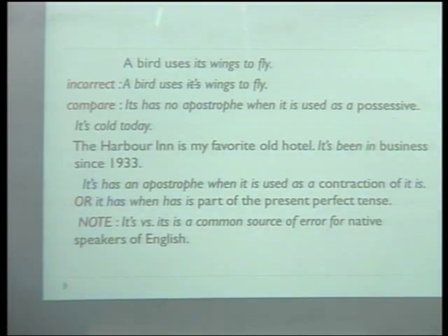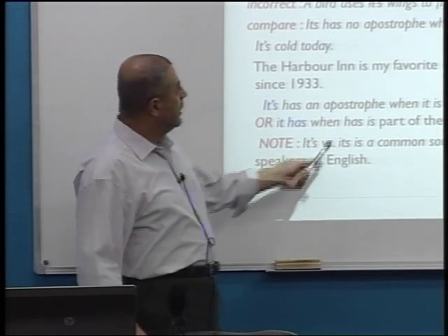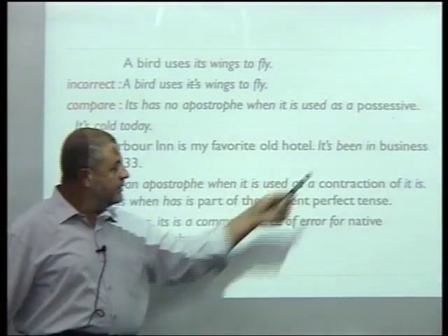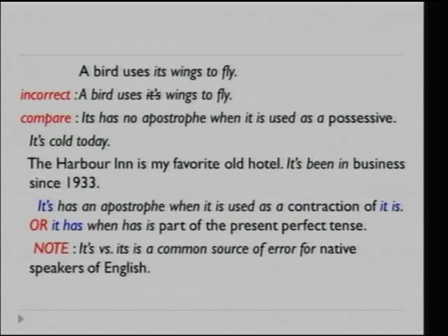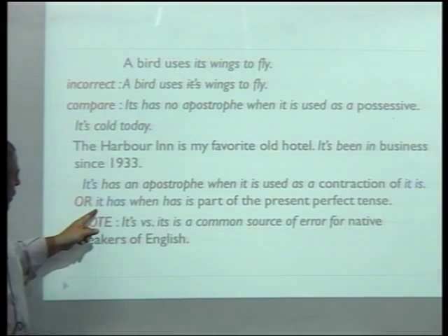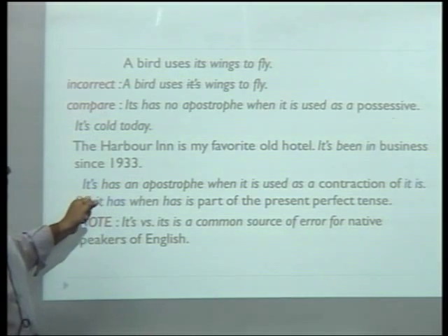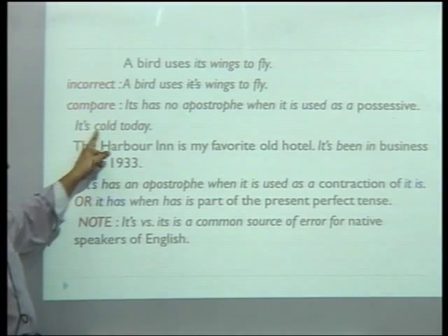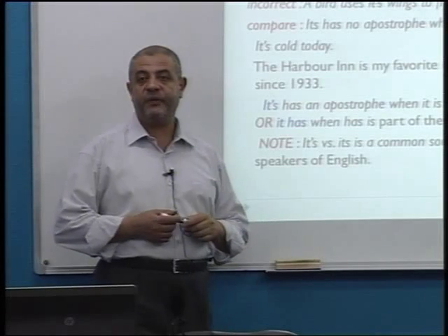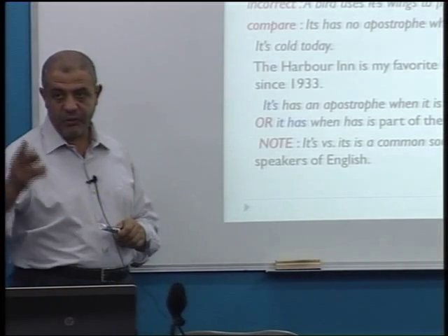Now, look at this sentence. It's been in business since 1933. It's been. It has been. So again, it has an apostrophe. As we said, look, it's called today. The apostrophe is used with it in two cases.